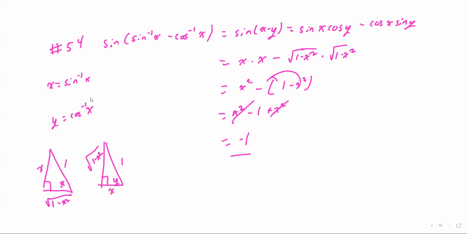Oh, I lied. Hold on. I got ahead of myself. Which is what happens had this been a negative. But since these are both the same, this is actually 2x squared minus 1.